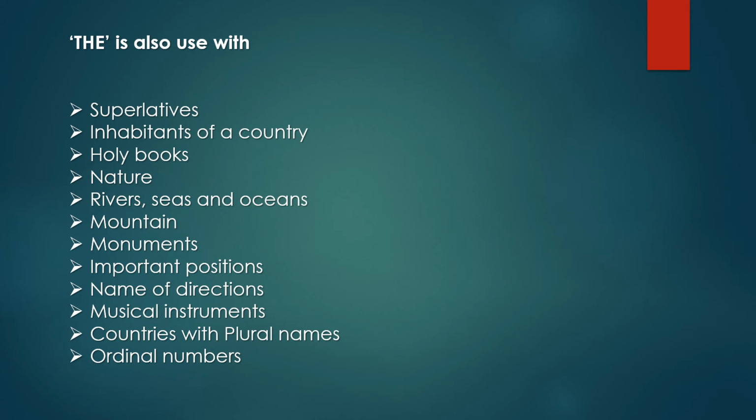Musical instruments: the violin, the guitar, the flute. Names of directions: the east, turn towards the north, look at the south, the west. Countries with plural names, see, the Philippines, the West Indies. Words such as ordinal numbers: the first edition, the first boy in this row has got the first rank, okay, the last boy is sleeping. Clear? So this was all about the usage of "the".